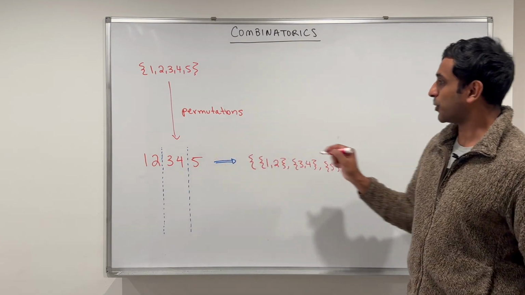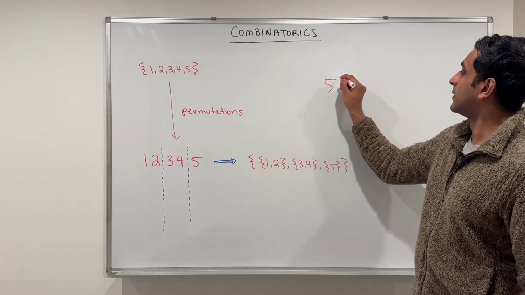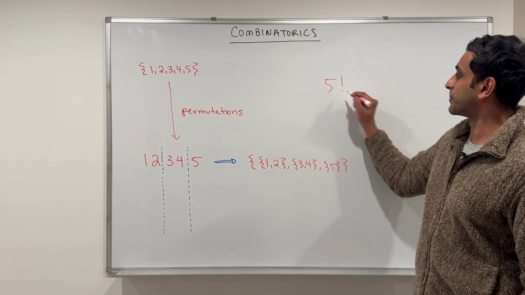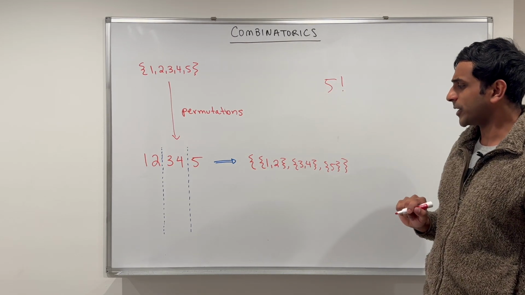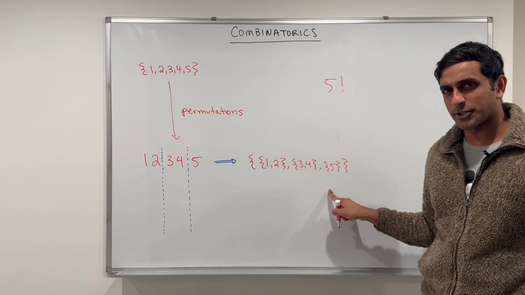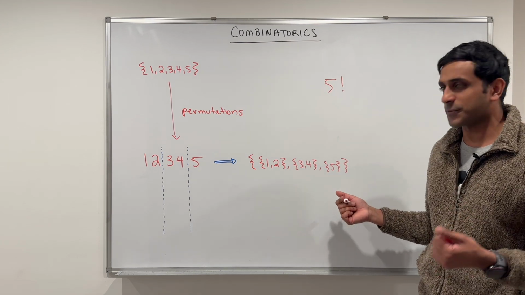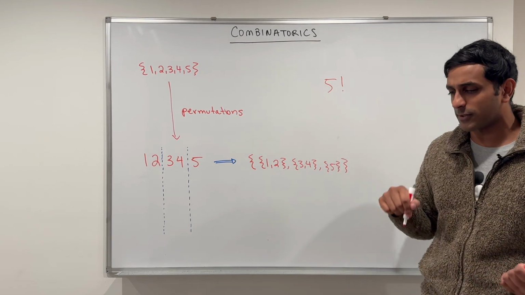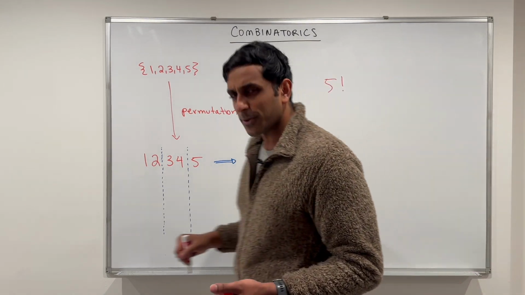Well, if we counted the permutations, that would be 5 factorial different permutations, which is way more than the number of partitions, right? Because we just solved the number of partitions. There's 15 of them, and 5 factorial is more than 15. So what's going wrong?